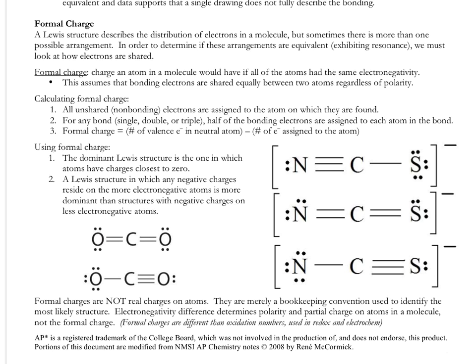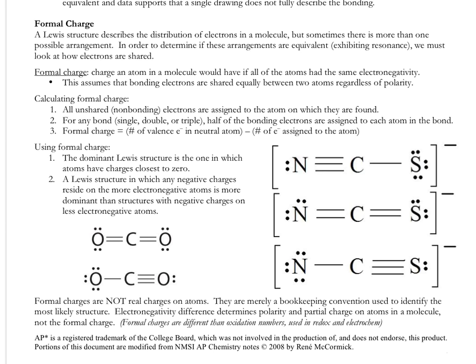So this is all based upon assumptions of bonding electrons being shared equally, not thinking about polarity, and thinking about it as if everything had the same electronegativity. So it is a tool that we use to understand whether 2 Lewis structures are equivalent and exhibit resonance, but it's not really a description of what's happening with the electrons. So if we want to know what the formal charge is, we look at the electrons on each atom. If there are dots, those dots belong only to the atom on which they are found.